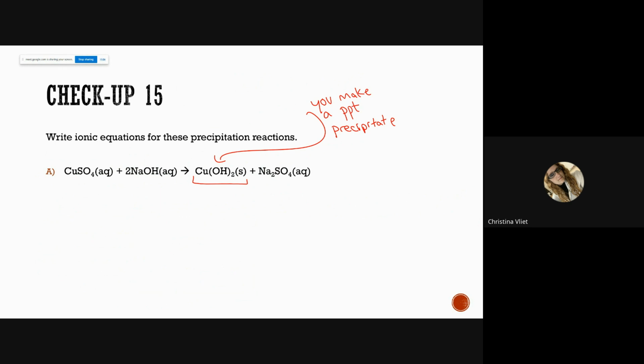It's a spectator. And there's another one. How can you identify the spectators real quick? It repeats on both sides. It's this other compound. So your spectators here should be sulfate and sodium. So the quick way to do this is recognize what's happening. You're making the solid.